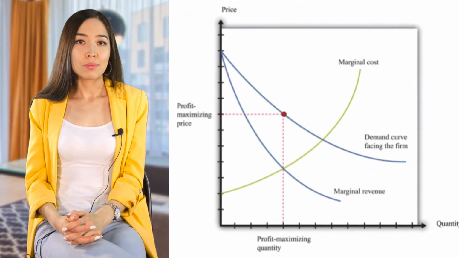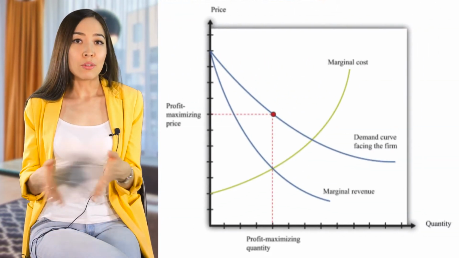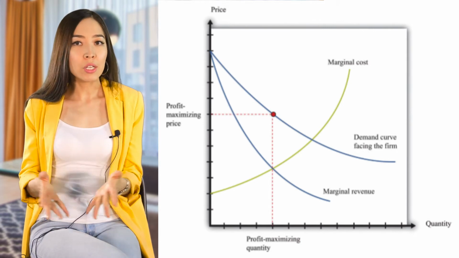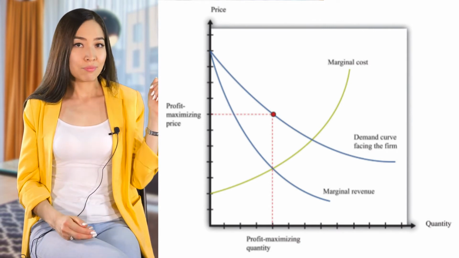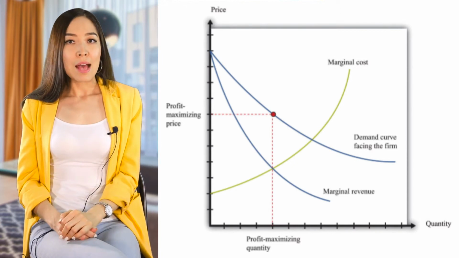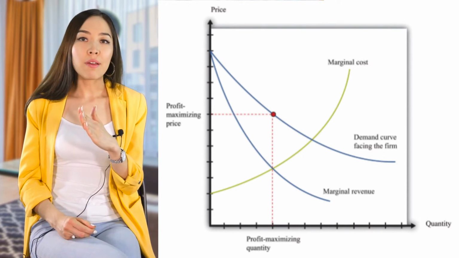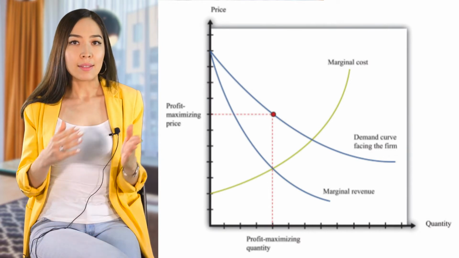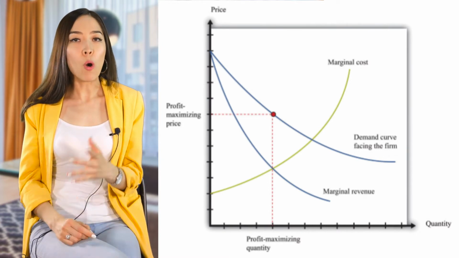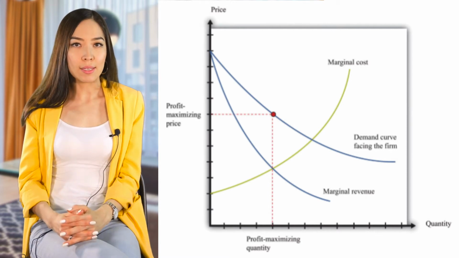And in both these cases, the point will be found on the demand curve. If we gather all the graphs of marginal revenue, marginal cost, and demand curve, we'll have a picture like this. As you see, we are crossing marginal revenue and marginal cost and finding their point on the demand curve. And this point gives the optimal price and optimal quantity.